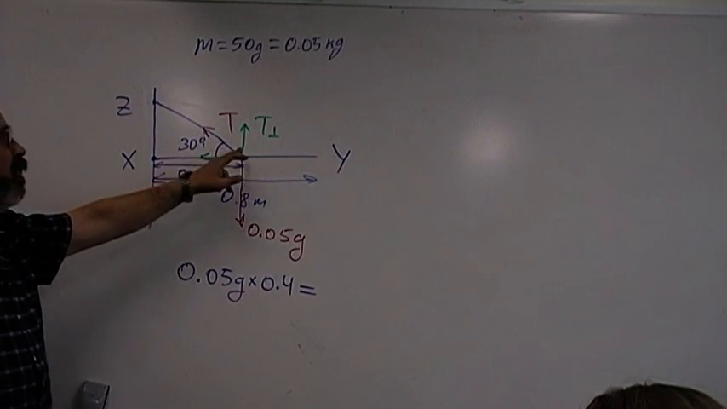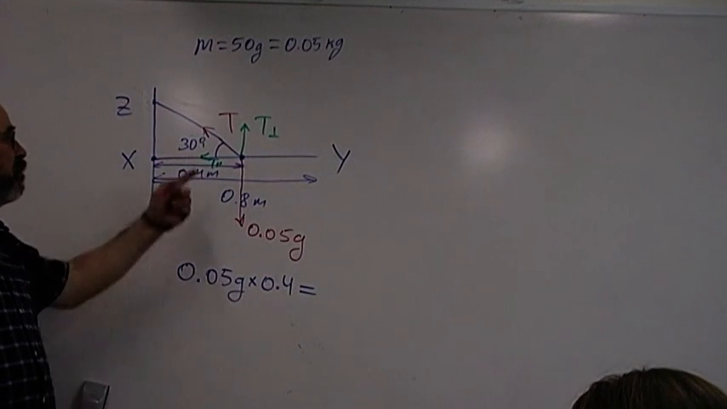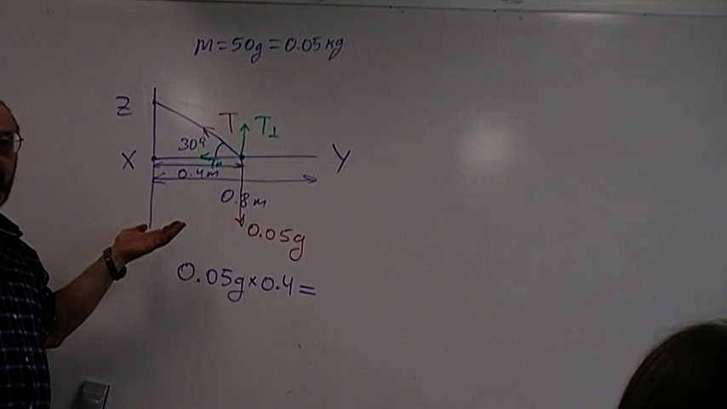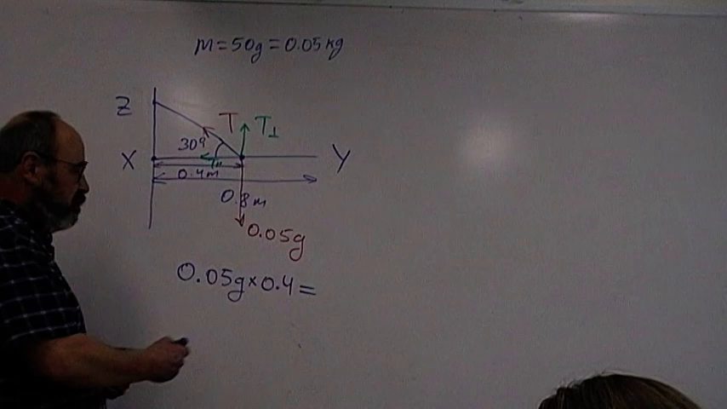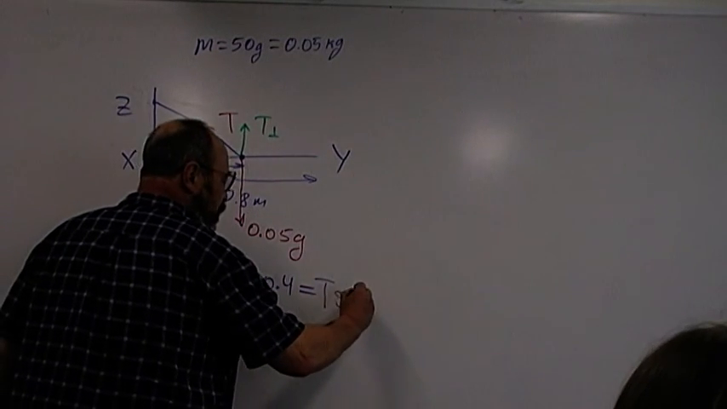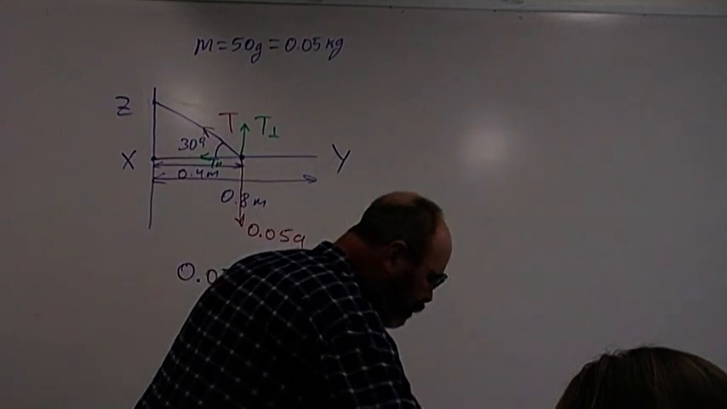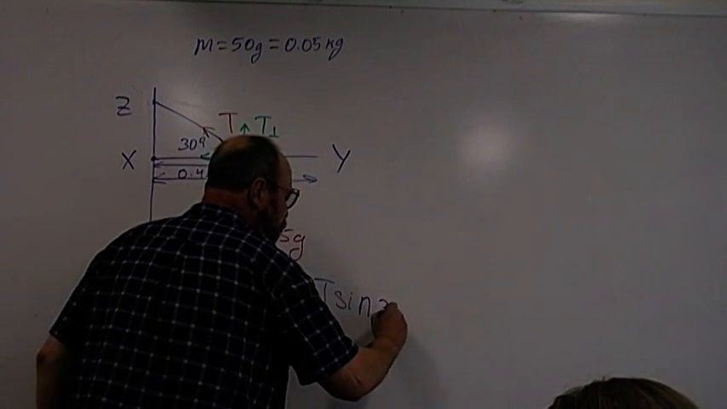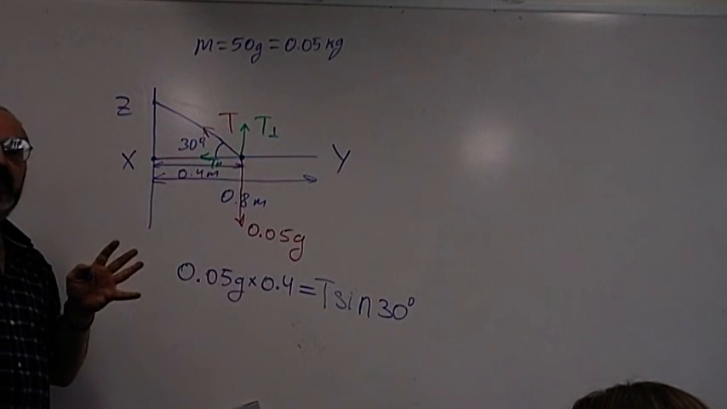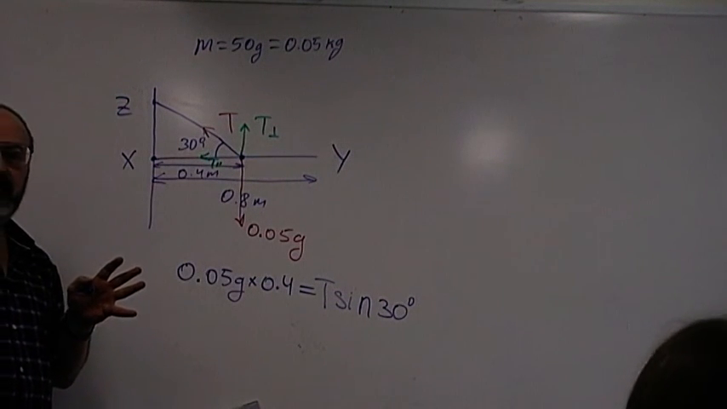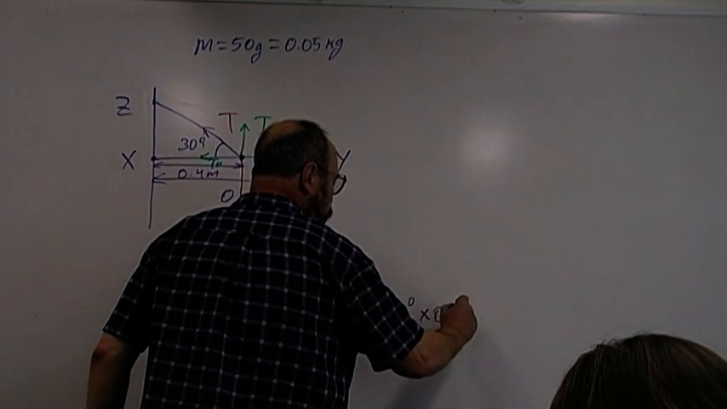If this is T, what will T perpendicular be equal to? Come on, basic trigonometry. T sine 30 degrees. Does everyone understand why it's T sine 30 degrees? Yeah. Okay, and then times the lever arm, which will be the same, 0.4.